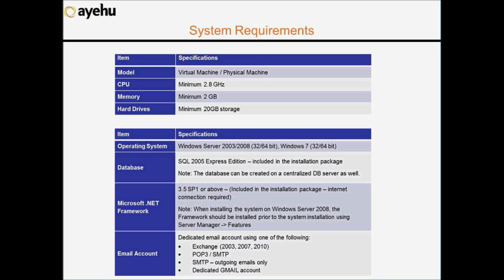And you need to provide a dedicated email account for the system. It can be either using Exchange, POP3, SMTP, or a dedicated Gmail account. We use the email account in order to receive and send alerts from eyeShare.